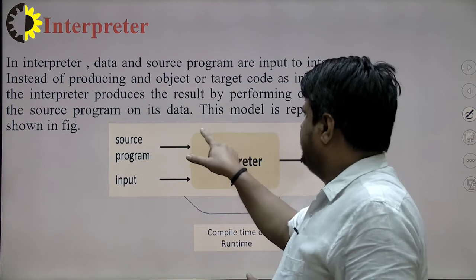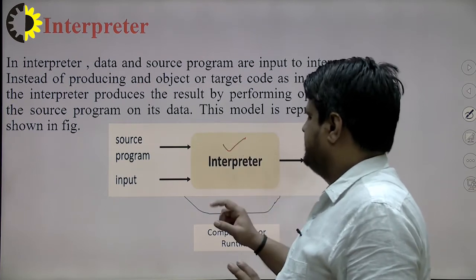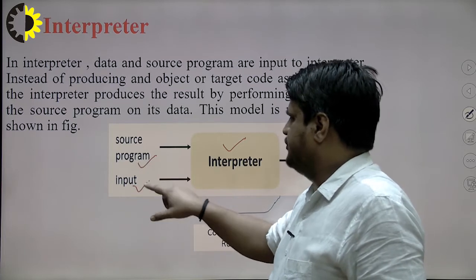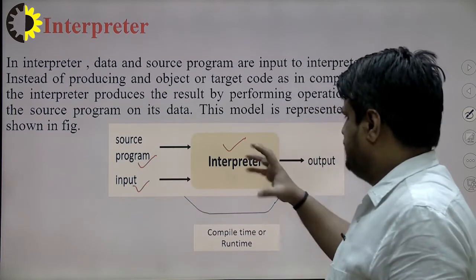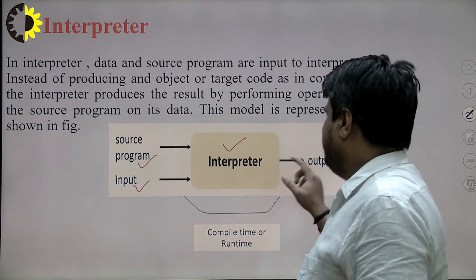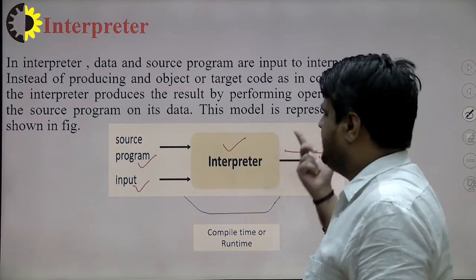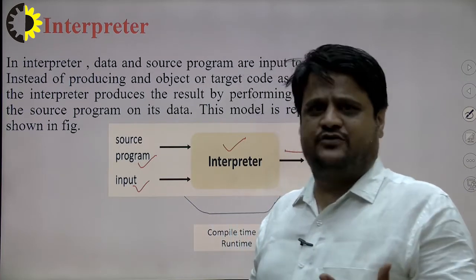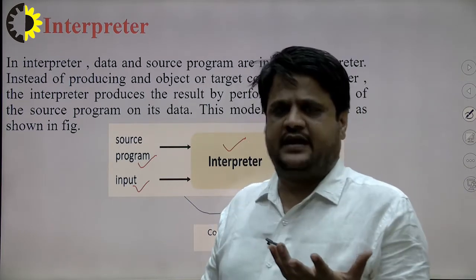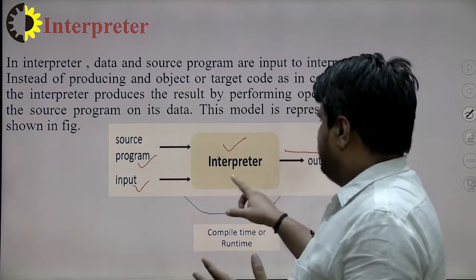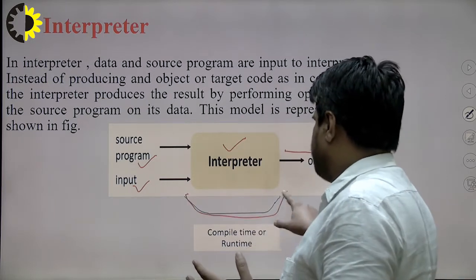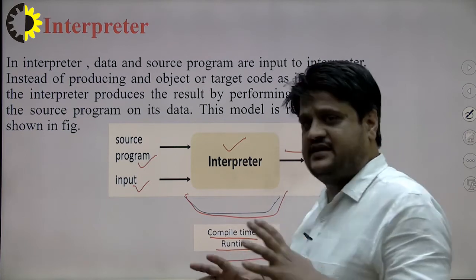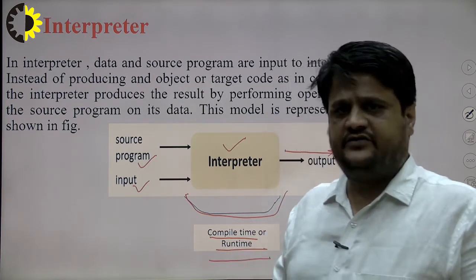So this is an interpreter, and it works as a translator. It takes the source program and input data simultaneously at the beginning, and it produces the output. It never produces the object code, target code, or exe file, right? So in this case, compile time, runtime, and execution time are synonyms of each other, right?